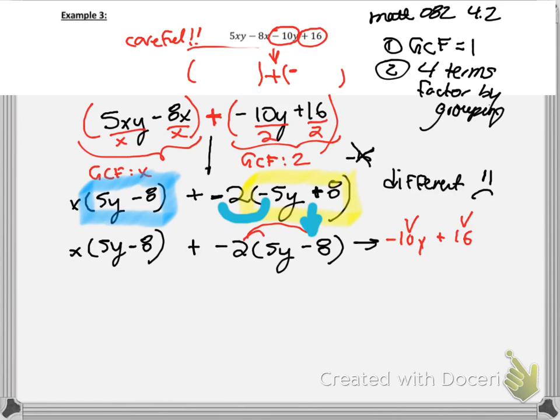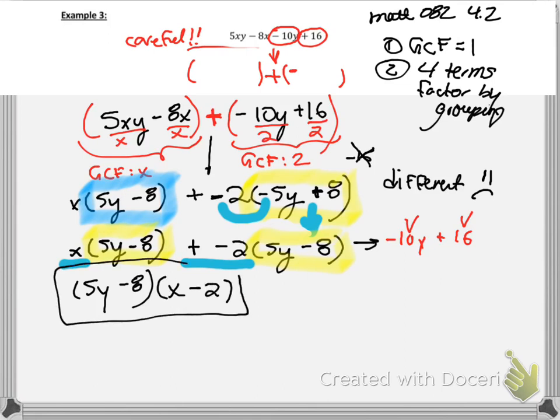All right, so now we need to go ahead and go back and finish this problem. So now we have achieved our goal, which is that 5y minus 8 is the same as 5y minus 8 and can therefore be pulled out or factored out from both terms. Okay, so our leftovers is x plus negative 2, or you can just write x minus 2. Okay, and that's your final answer.